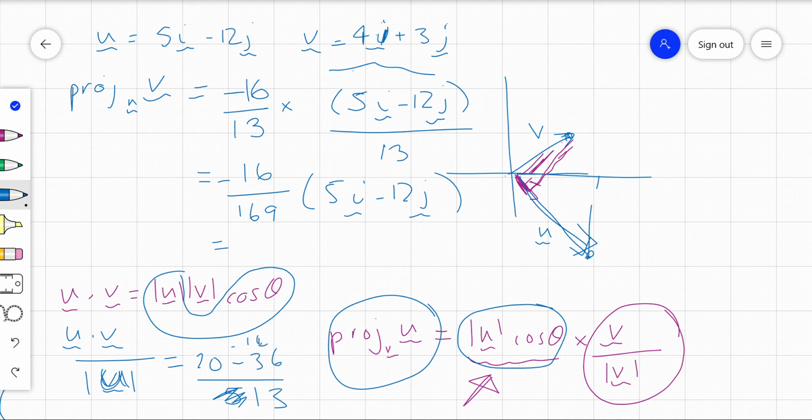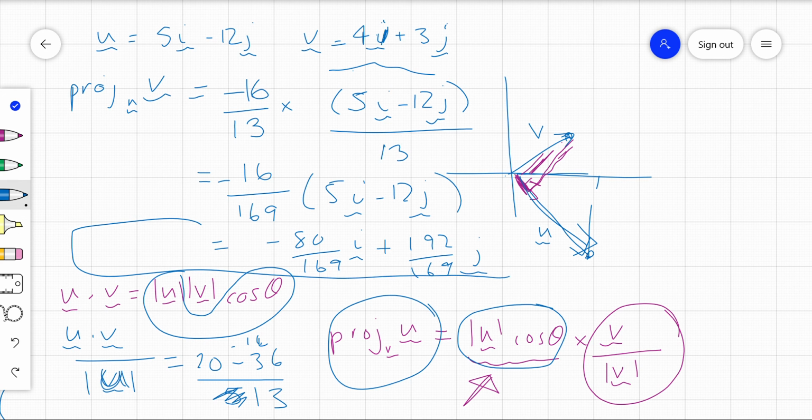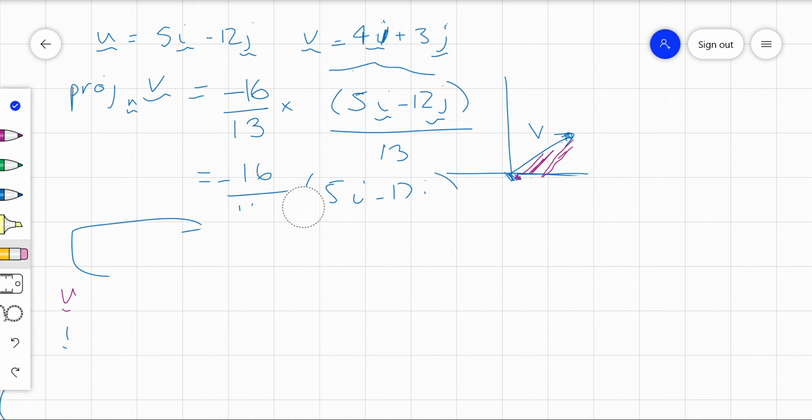Using your calculator, you'll get some fraction. I hope that's right, 192 over 169, and that will be your projection there. So that's this little tiny bit of vector here. That's doing it from basics, from the beginning, without remembering a formula. If you want to remember a formula, you can, just make sure you know how to do it from scratch as well.